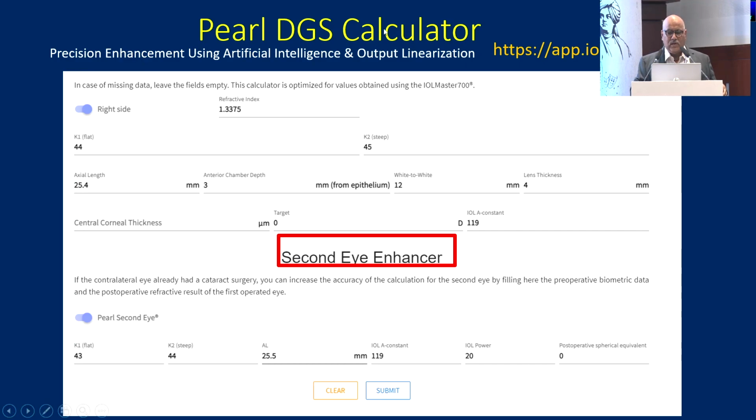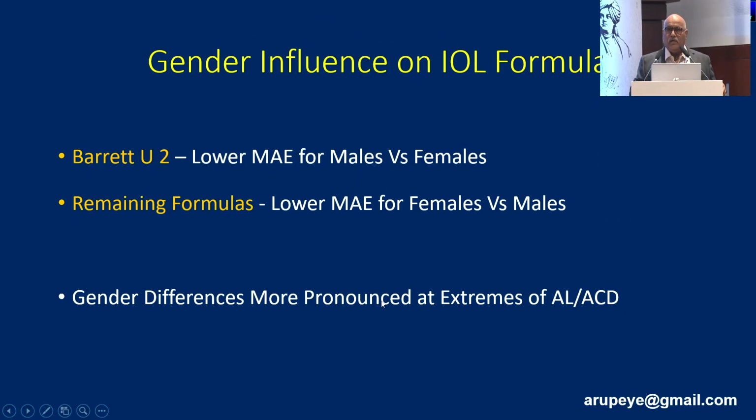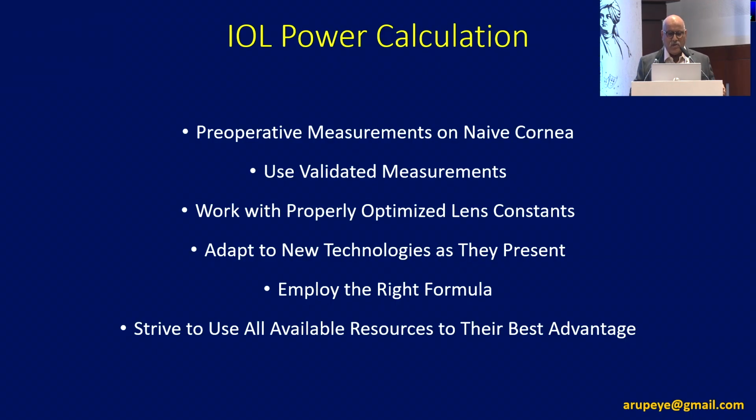Newer formulas have a second eye enhancer. Gender also plays an important role. Barrett Universal 2 is supposed to be more accurate for males, and the remaining formulas are more accurate for females. So this is also being taken into account in the newer formulas.